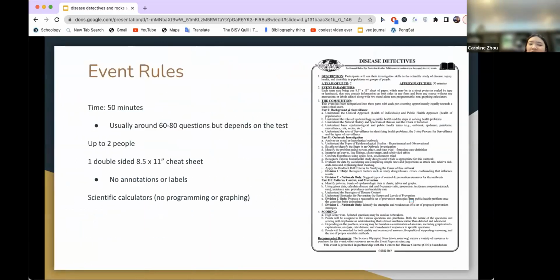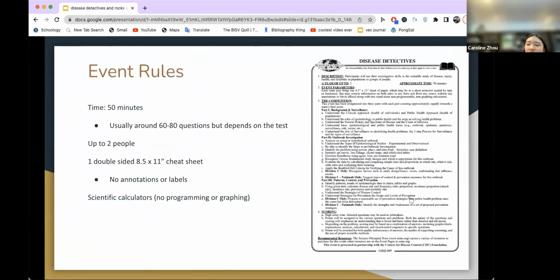Event rules. The time is 50 minutes, so you get 50 minutes to do the entire test. There's usually around 60 to 80 questions, but it depends on the test. It can be anywhere from 40 to 100 questions. You can have up to 2 people. You don't have to, but it's recommended.